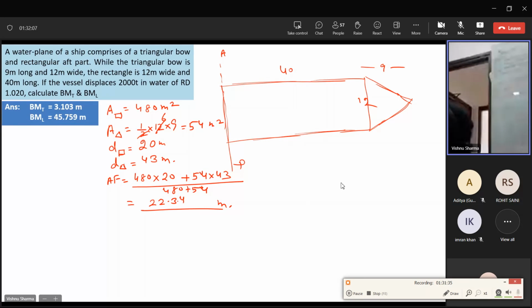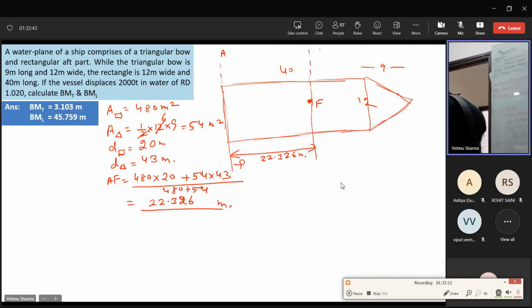22.34. Give me up to 3 decimal places. 22.326. Okay. So that means at a distance of 22.326 meters from somewhere here, you have the center of rotation with this distance being AF. This is 22.326 meters. Correct, guys? Yes or no?